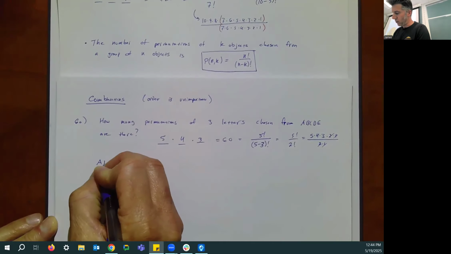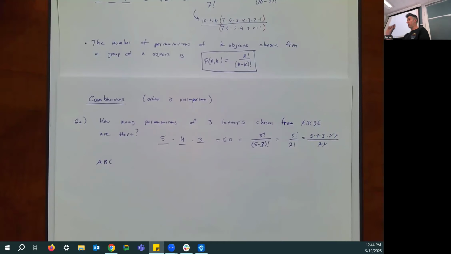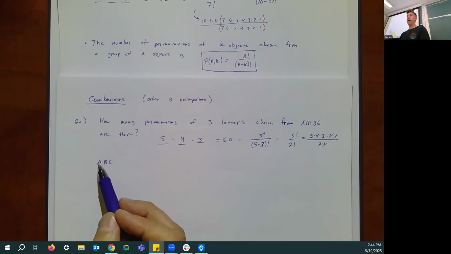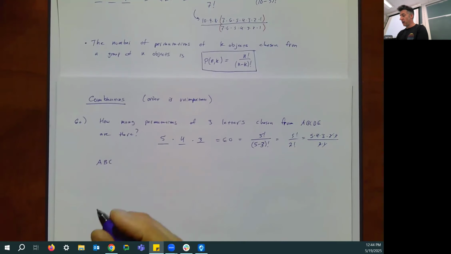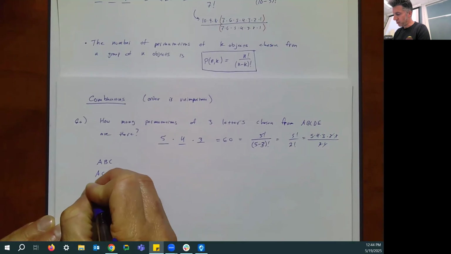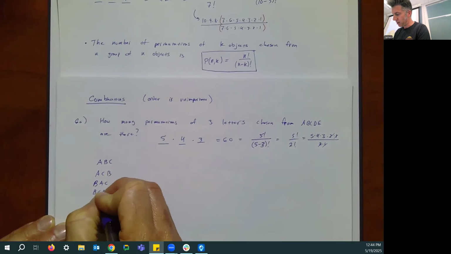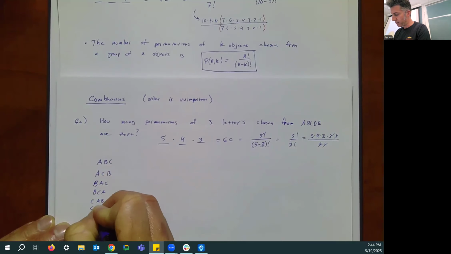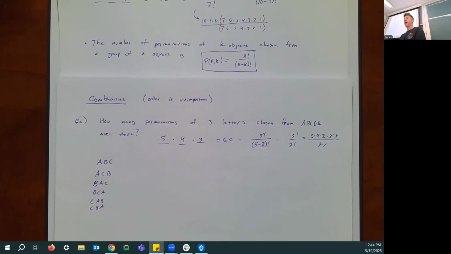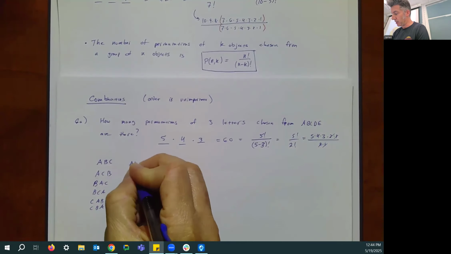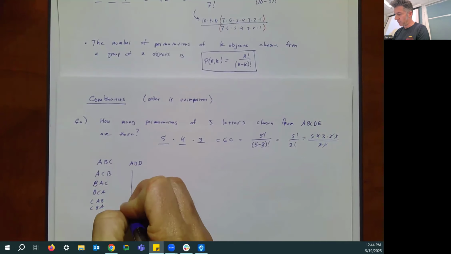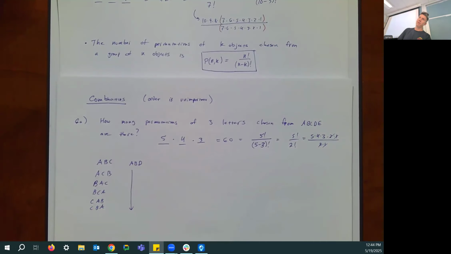Maybe not all of it. So we could have A, B, and C. But since we're talking permutations, order matters. And there's going to be 6 different ways of rewriting these same 3 letters in different orders. ABC, ACB, BAC, BCA, CAB, CBA. And then for any other 3-letter combination, there's going to be 6 different ways of permuting those 3 letters. So for A, B, and D, there's also going to be 5 other ways of writing that: ADB, BAD, BDA, DAB, DBA. We're not going to write them down though.